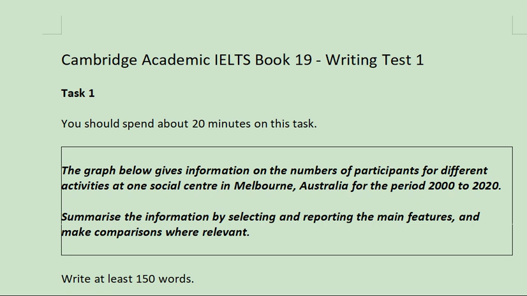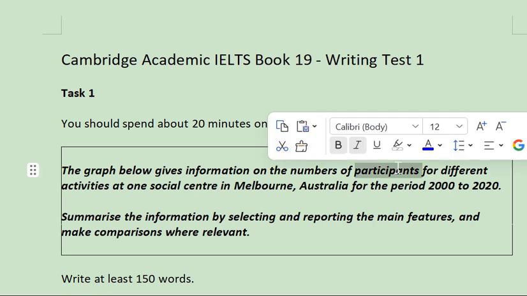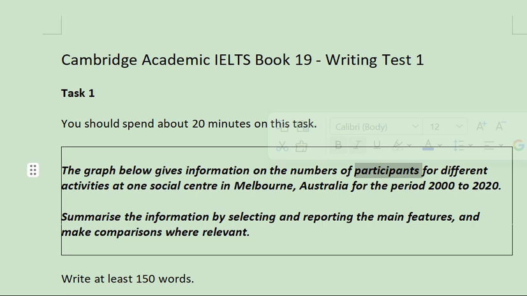It says, the graph below gives information on the numbers of participants for different activities at one social centre in Melbourne, Australia for the period 2000 to 2020. Summarise the information by selecting and reporting the main features and make comparisons where relevant. Okay, so here we have participants. These are people who do a certain activity. The fact that it's in Melbourne, Australia is irrelevant really, but if we're going to say the name of the place in our essay, just make sure we get the spelling right.